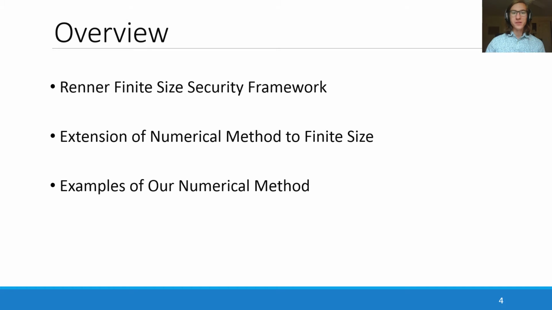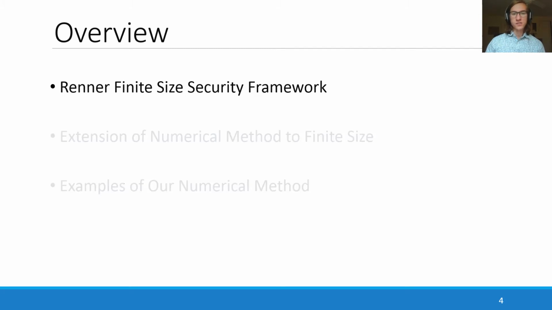So the rest of this talk can be divided into three parts. The first one is the finite size framework of Renner and an improvement presented in our work. Then the extension of the numerical method for asymptotic key to finite size in this framework. And lastly, we consider examples of our numerical method to see its generality and its practicality. So let's start with the finite size framework.